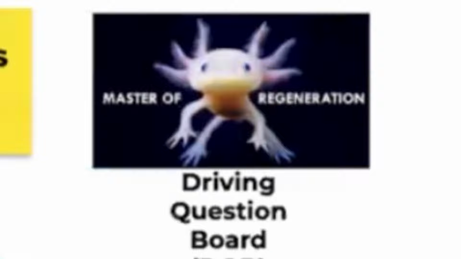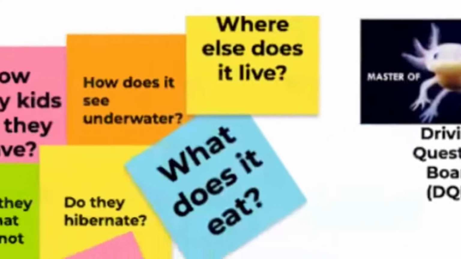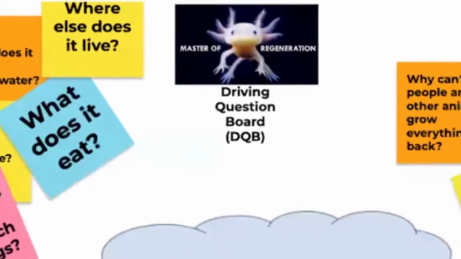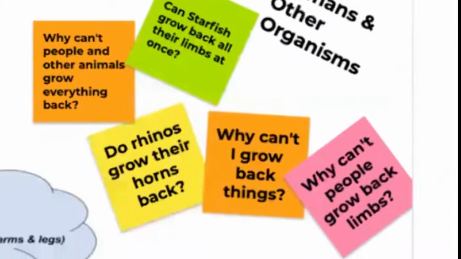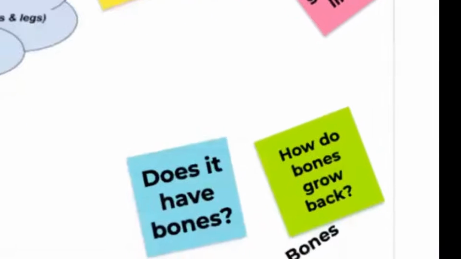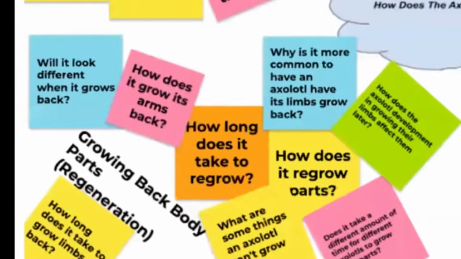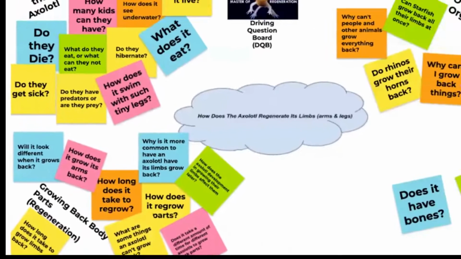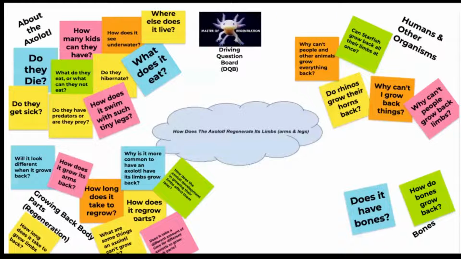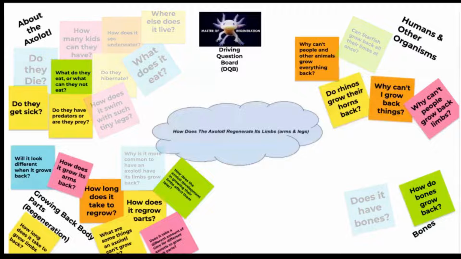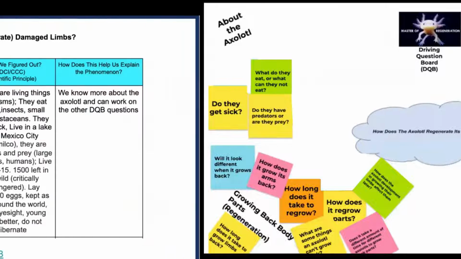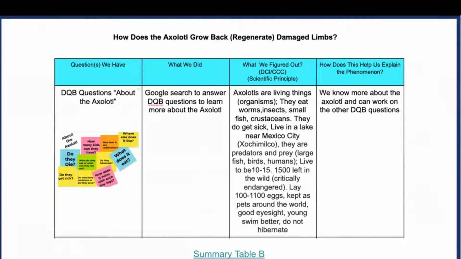Let's go back to our driving question board. As the teacher, I know there are a number of questions that won't be addressed in this unit, but they're still important. As time goes on, students will learn how to formulate more specific scientific questions. But for now, a quick Google search of axolotl facts will help move us forward. In a short time, students have the facts they are looking for. We can remove these questions from the DQB and document what we did and what we know on our summary table. Instant gratification, and it frees up their minds for the deeper questions.